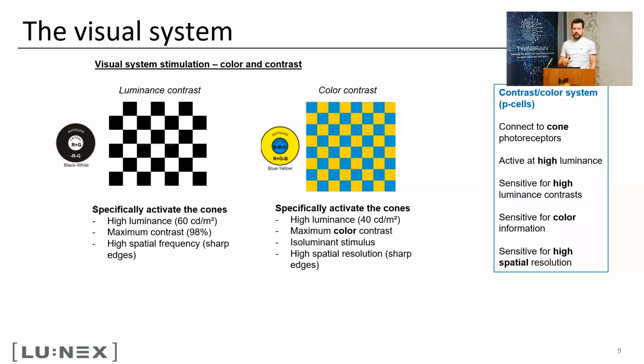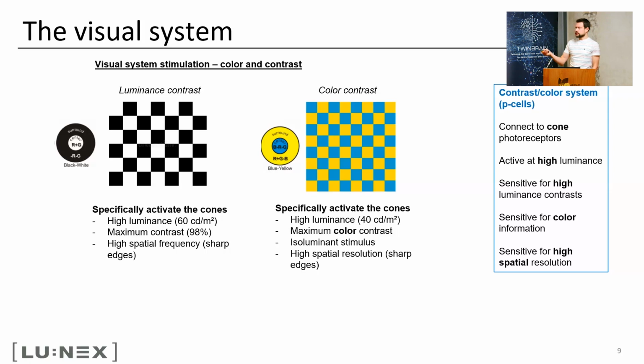As I said, we have the red-green and blue-yellow color opponent cells. So I could also replace this with a red-green stimulus. Here I've used a blue-yellow. We have to ensure again that we have a high luminance. Again, it depends a bit on the screen that you are using. For our example, what we have used in our laboratory is around 40 candelas per square meter. We have a maximum color contrast in that case. So blue and yellow would be the same as red and green.